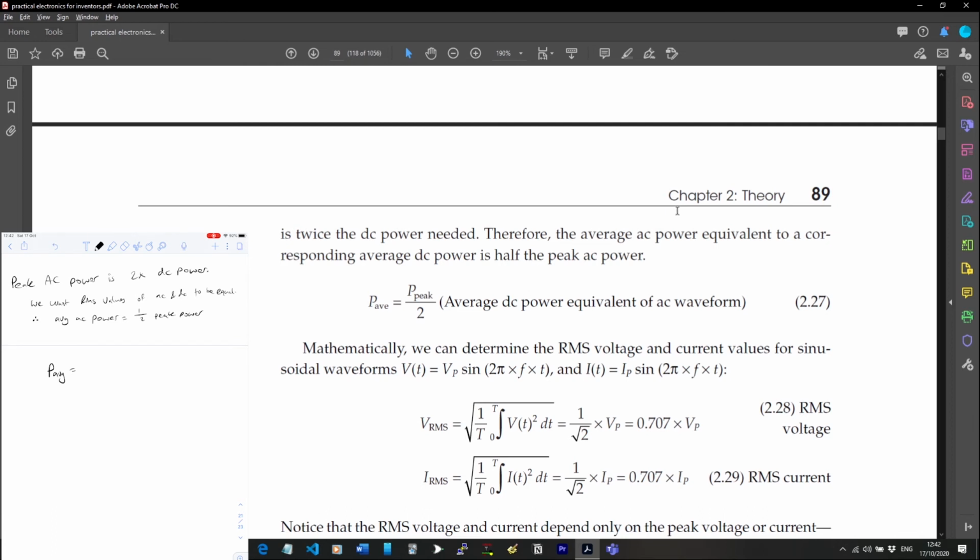Anyways, as long as my nonsense explanation helps me memorize or learn this equation, and I manage to use the equation fine, then it doesn't really matter if I've built up a fake little fairy tale story to help it make sense to me. But again, I would appreciate it if you tell me that I'm wrong here. All right, so power average is equal to power peak divided by 2.